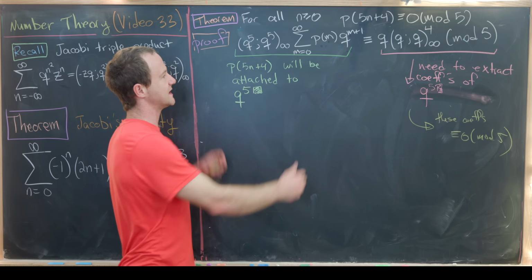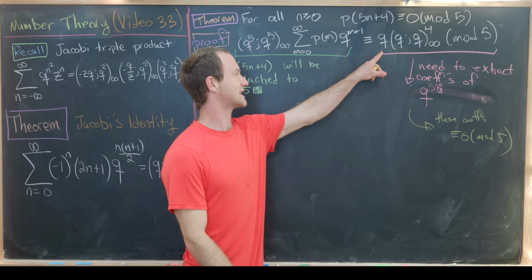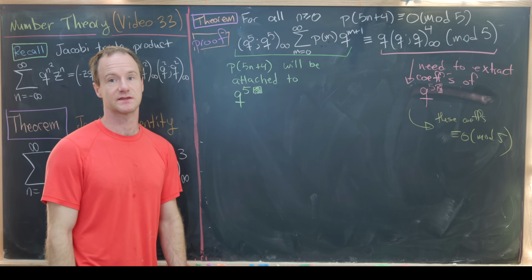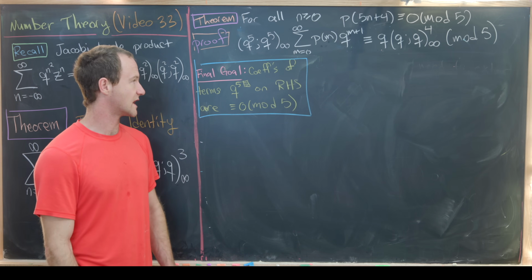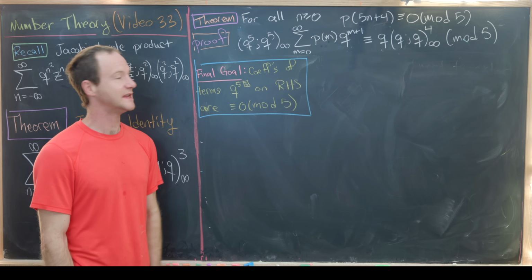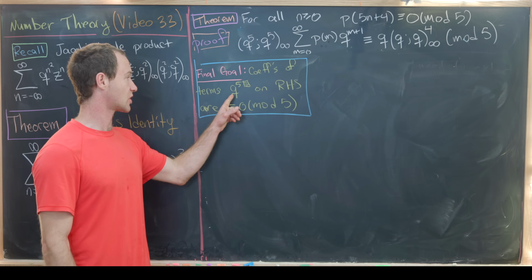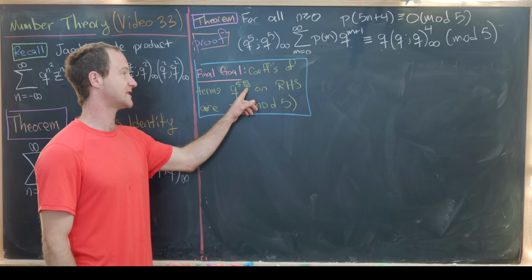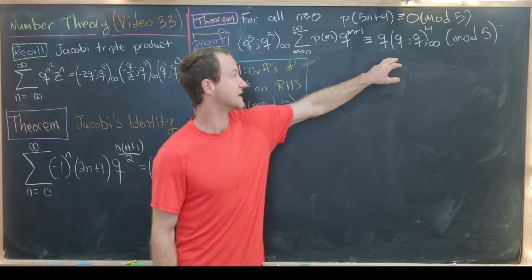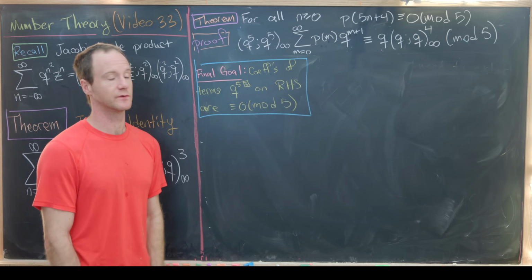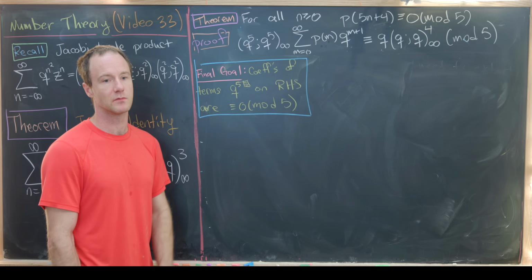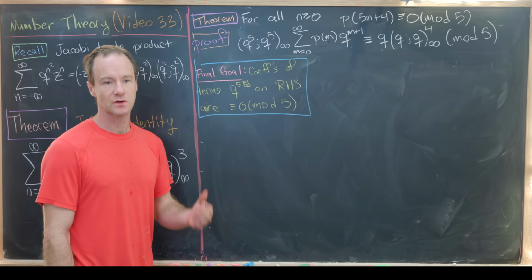Okay, so let's erase some of these notes and then we will get to the calculation on this right-hand side. So by our discussion on the last board, we've determined that all we need to do is show that coefficients of terms that are q^(5 times something) on this right-hand side are congruent to 0 mod 5. In other words, they are multiples of 5. So let's get to that.